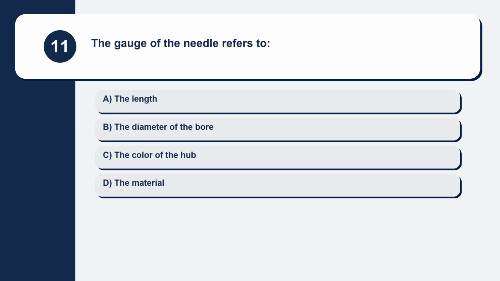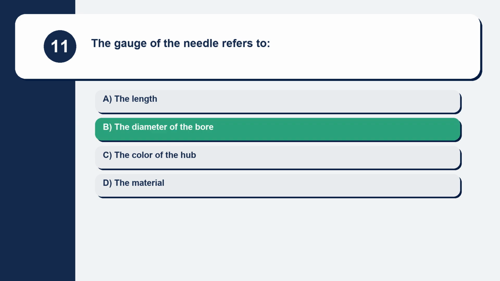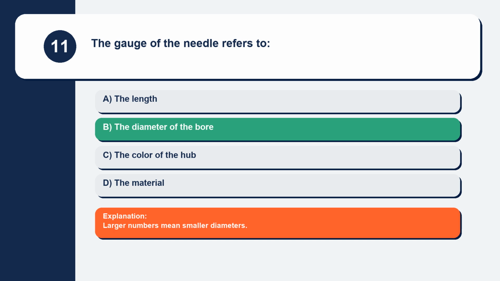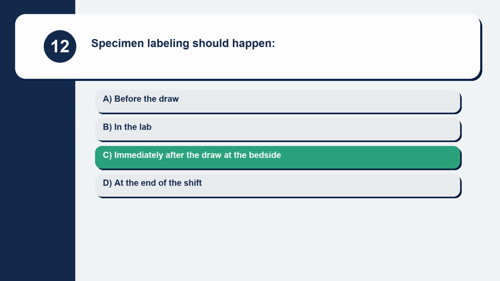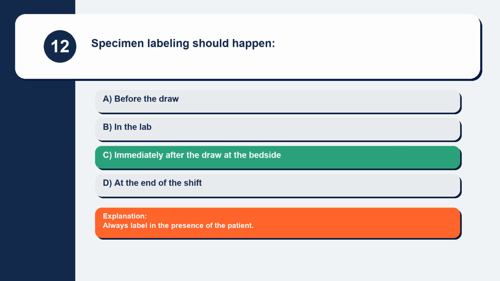Question 11. The gauge of the needle refers to the length, the diameter of the bore, the color of the hub, the material. Larger numbers mean smaller diameters. Question 12. Specimen labeling should happen before the draw, in the lab, immediately after the draw at the bedside, at the end of the shift. Always label in the presence of the patient.